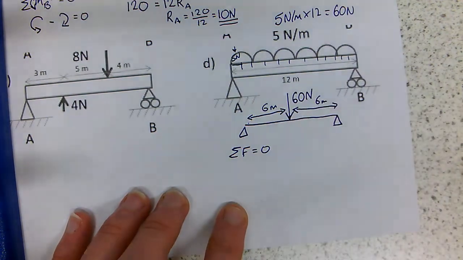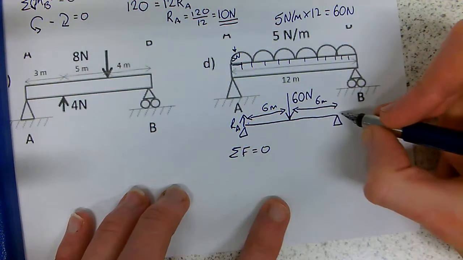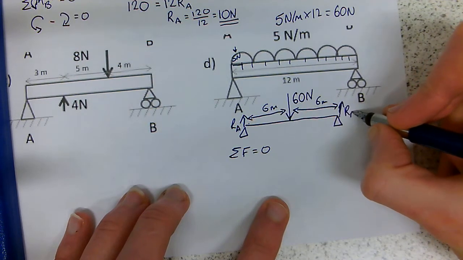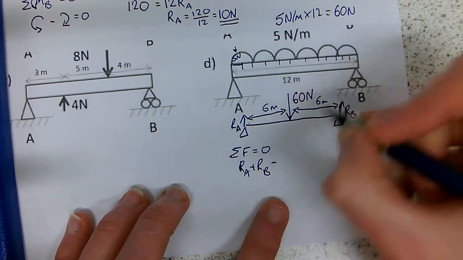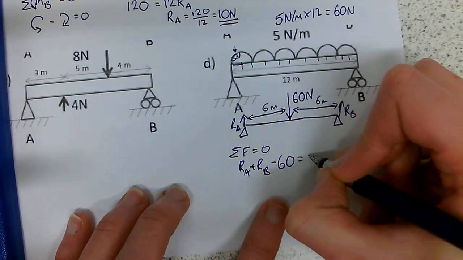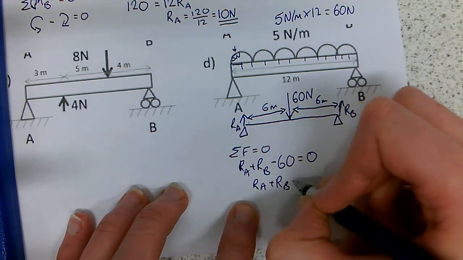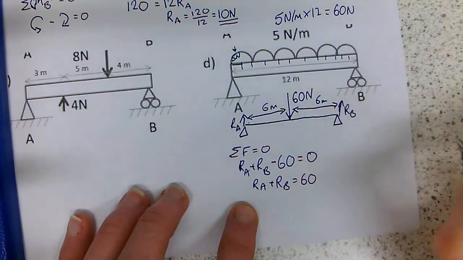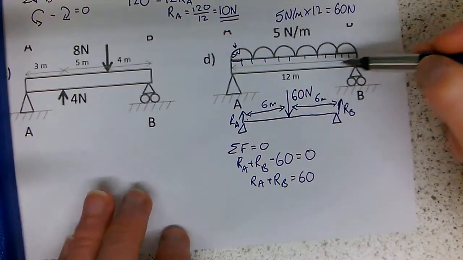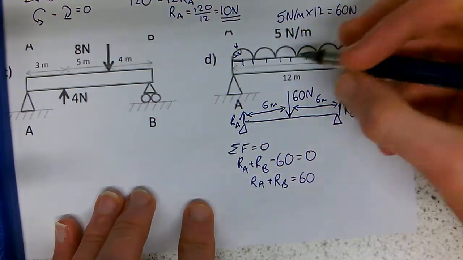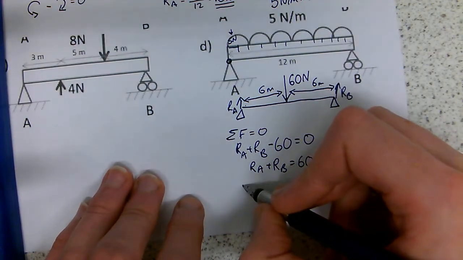Total force equals 0. We've got the reaction at A, got the reaction force at B. So RA plus RB minus our load is going to be equal to 0. So that tells us that RA plus RB is going to be equal to 60. Then we go through our moments. We can take moments about either side. Let's take about A, living dangerously. So moments about A.